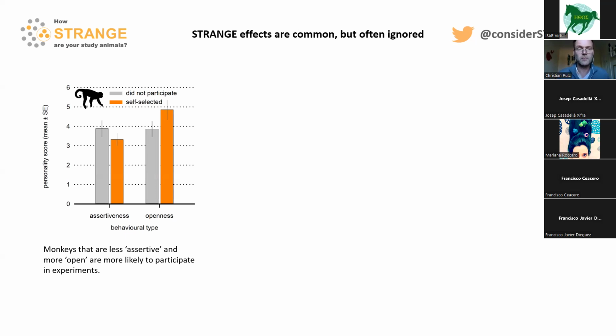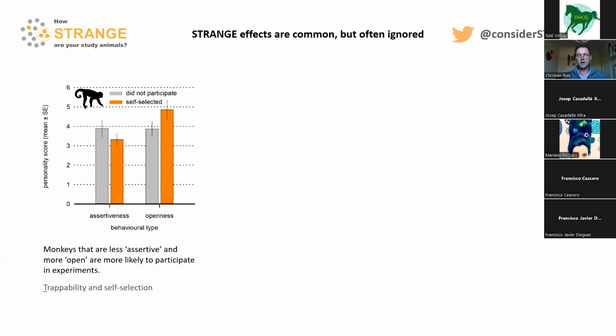The first one is one of my favorites to explain the STRANGE framework. This study was a lab-based investigation of capuchin monkeys' behavior. They used puzzle boxes, which they gave to the monkeys. And they found that monkeys that are less assertive and more open, as measured on a behavioral or personality type scale, were more likely to participate in experiments. So this was a very common testing paradigm, a self-selection paradigm, where the monkeys could choose whether or not to engage with the setup. And it turns out that the ones that do engage have a different personality than those that don't. And I think this is likely to be a very common problem in animal behavior studies.